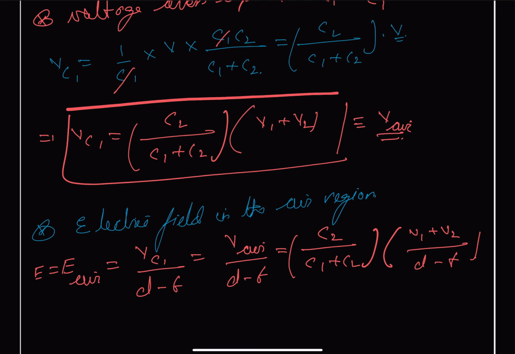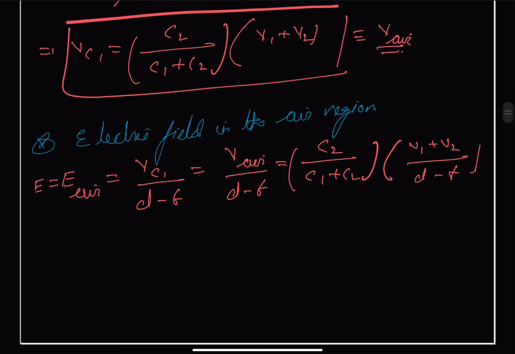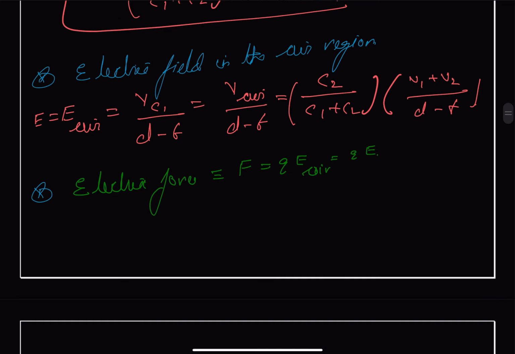So we found out our electric field. This will be giving us the force due to electric field. Therefore, we can say that the electric force, which we called as F, will be equal to Q times E air, or we can say Q times E. We substitute the value of E, that is the electric field, we get the force will be equal to Q, and this is C2 upon C1 plus C2, and we have here V1 plus V2 upon d minus t.